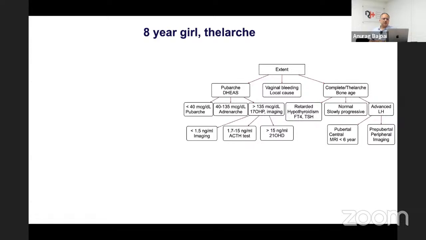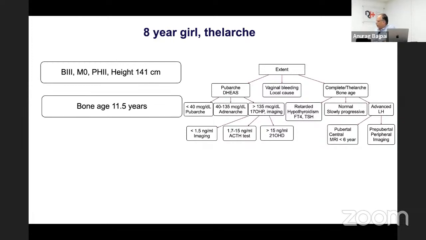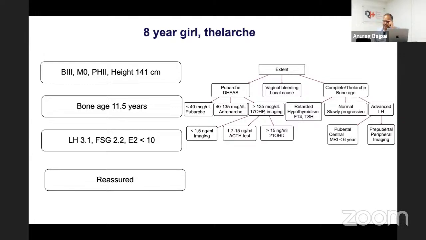On the other hand, we had an 8-year-old girl with thelarche who presented with stage 3 breast development and also pubic hair development. This girl was tall for her age of 8 years. She had an advanced bone age, and on investigation, it was found that the estrogen levels were very, very low. The treating physician reassured that since estrogen was low, there was no need to work up. But this is completely different from the previous case, where we found that this girl is taller, has more advanced bone age, and the LH level is on the higher side.